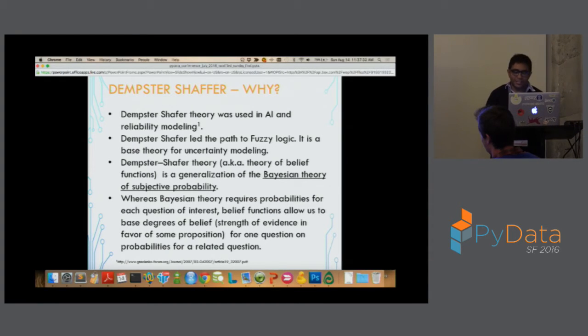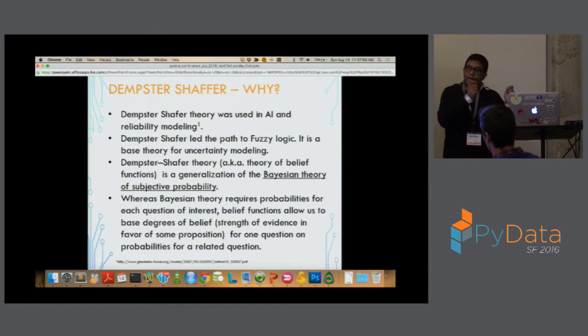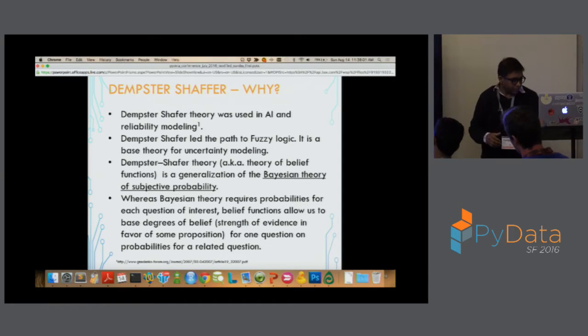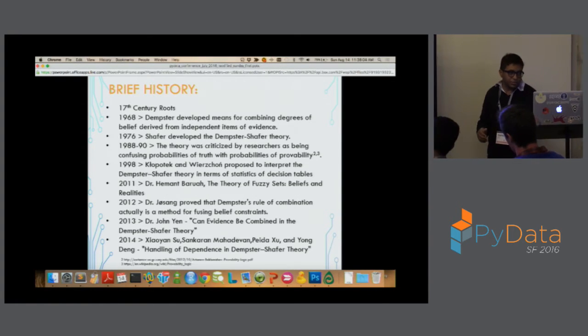Okay. So Bayesian theory requires probability for each question of interest. However, using Dempster-Shafer theory, I can get degrees of belief, and degrees of belief is strength of evidence in favor of some proposition. I take it for one question, and I can use it for a related question. So I take my knowledge for one question, and I send it for a related question. And I put some links down there for people to use or look at later on. So that was why Dempster-Shafer.